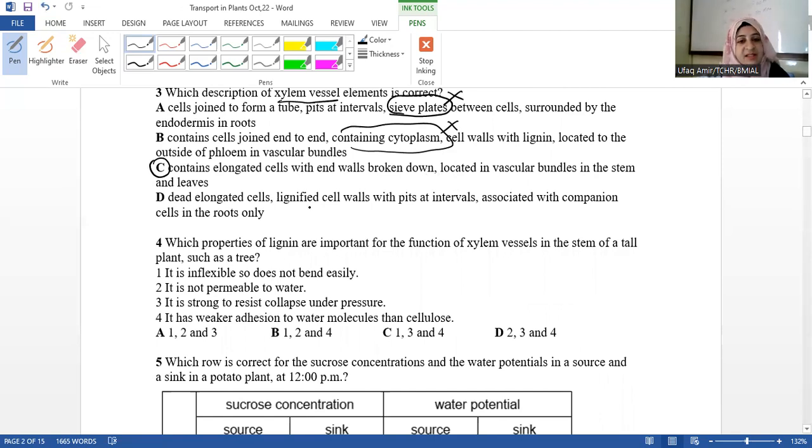Dead elongated cells with lignified cell walls and pits at intervals, associated with companion cells, is wrong. There are no companion cells associated with xylem vessel elements. They are associated with phloem sieve tube elements. So that's wrong. Option C is the correct one.